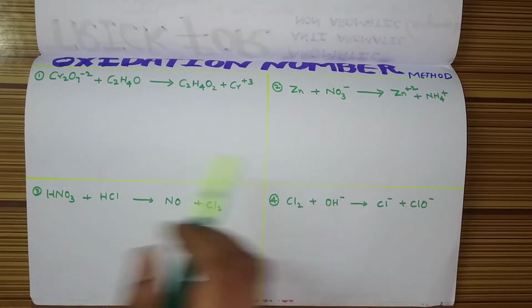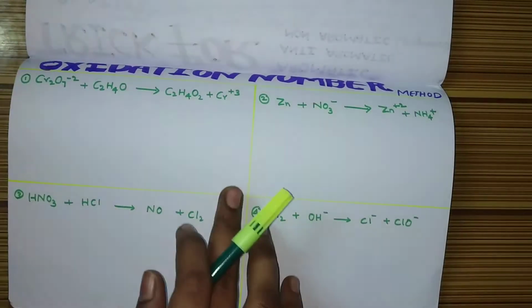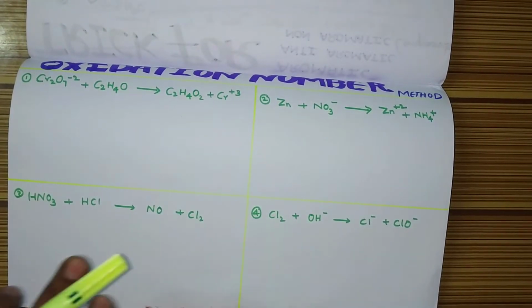Hi students, this is the oxidation number method given in the textbook. This is very important, and these are 1983 IIT questions we are going to solve.